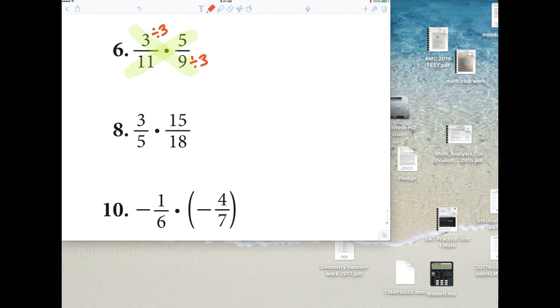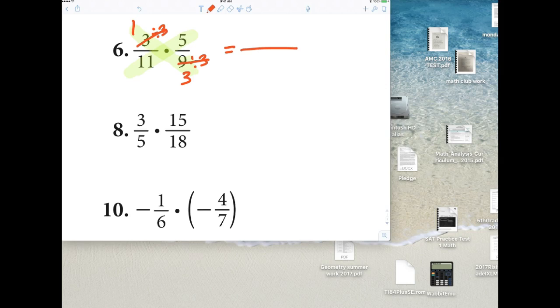Is everybody good with that? That's why this 3 crosses out to a 1, and this 9 crosses out to a what? 3. Is everybody with me, right? Yes. Super basic. Now, nothing else can reduce, so multiply across.